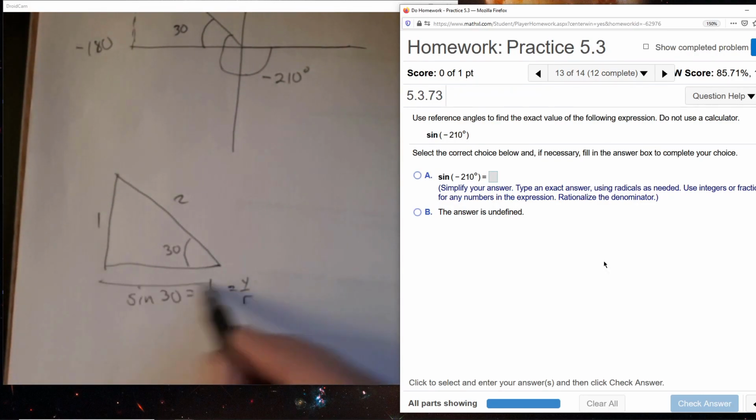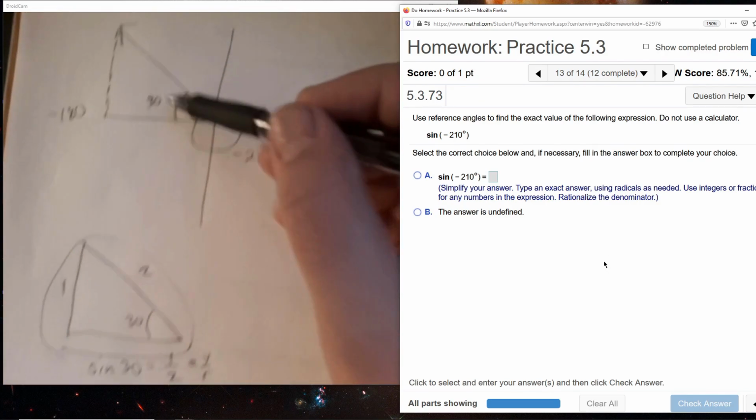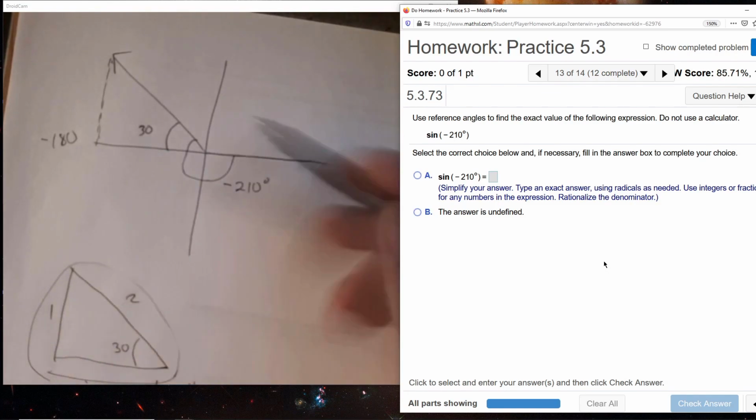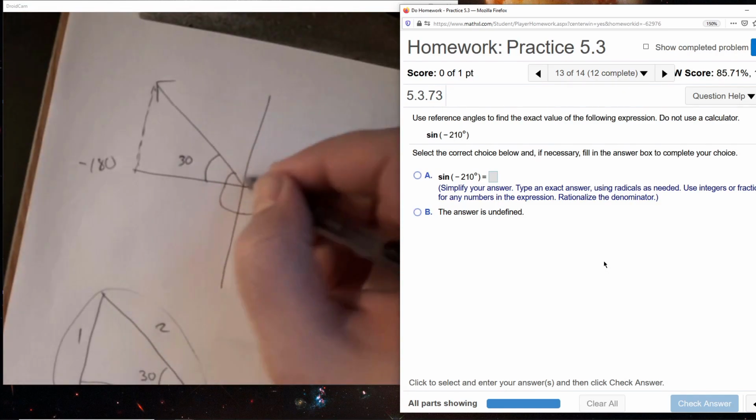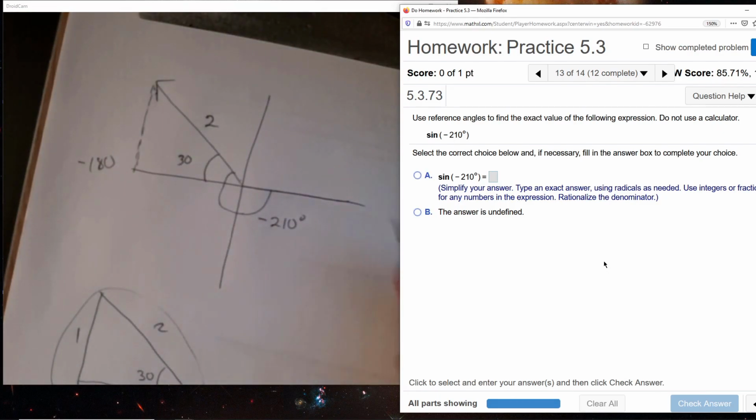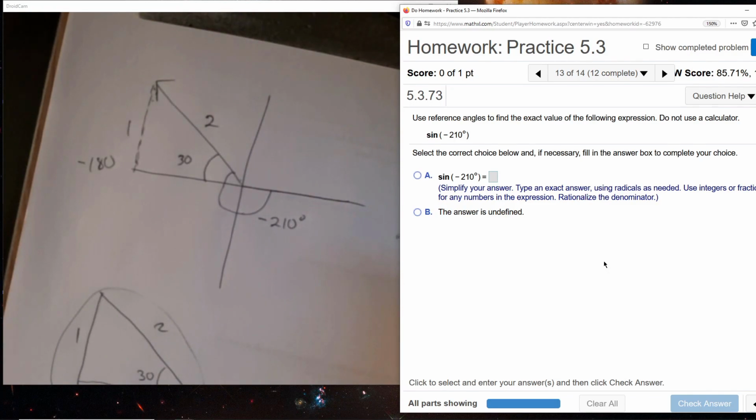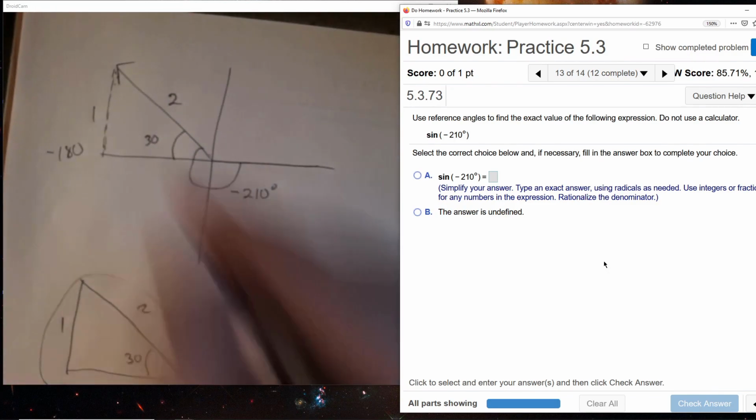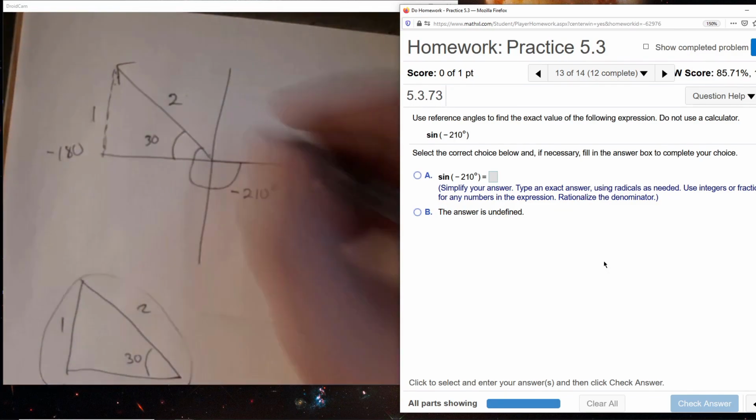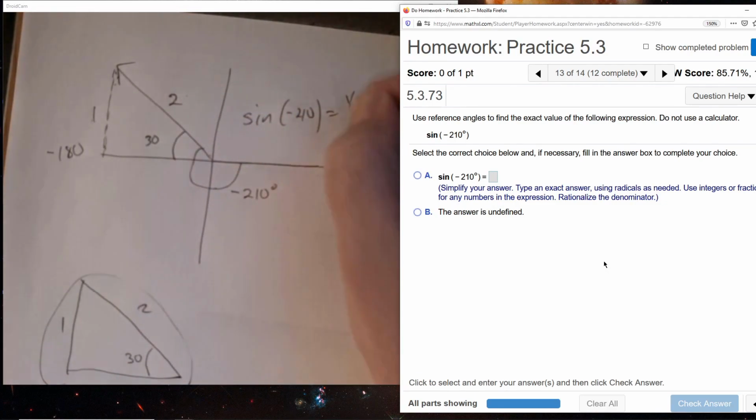Well, now I'll take our picture and put it back onto the coordinate system to see if we need to assign any negative values here. So on our coordinate system, the hypotenuse is always positive, and 1 here is also positive. And so now we have our y and r for sine of minus 210. Y is 1, r is 2.